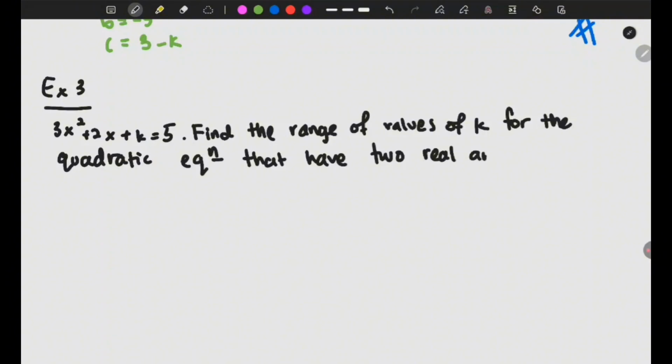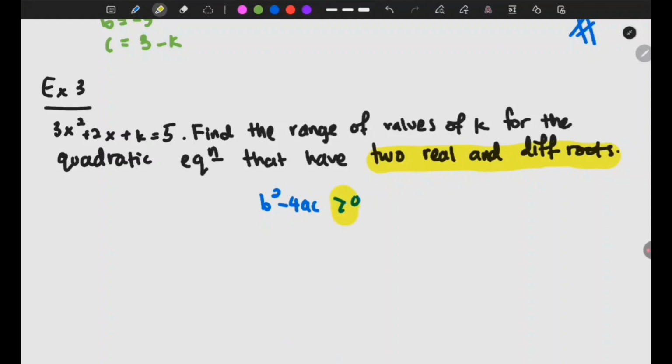So how are you going to find? First thing, highlight the keyword. They say two real and different roots. If they mention this, the first thing that you need to write in your exam paper is b squared minus 4ac more than 0. It should be more than 0. The sign, the arrow, whether it is more or less or equal, this is the important part.